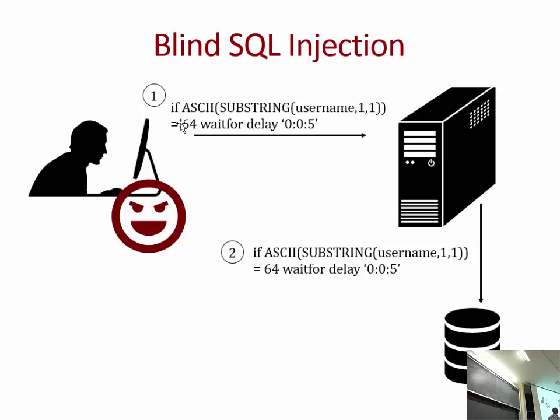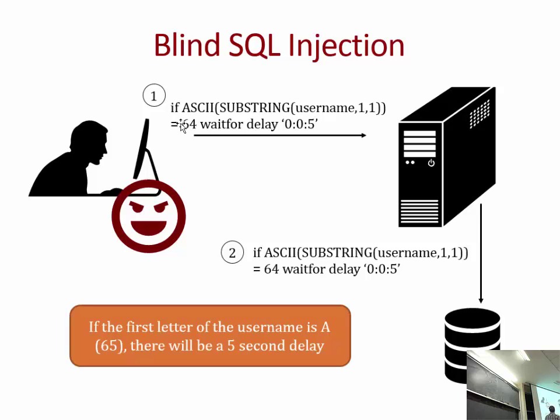And of course, this is what happened. First letter is A, it's 65. I don't know why it says 64 here. 5 seconds delay. Now notice, you can also do exactly the same thing as before: binary search. You could binary search each character. Sounds like a really well-spent afternoon.